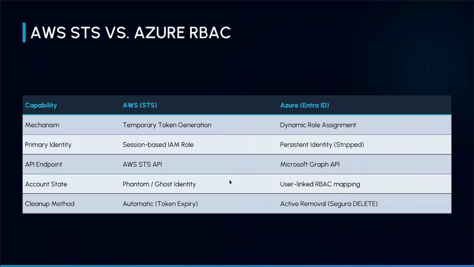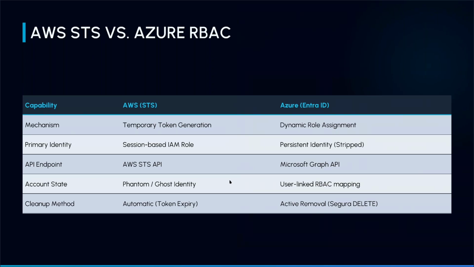So in a very short comparison of AWS and Azure, both of them can be achieved and managed through Segura, but the mechanism is a little bit different. So the AWS STS is a temporary token generation. So when you assume the role, you get a token generated and assigned to you temporarily. After the session ends, it will expire and you will have no access at all. And for Azure, we use dynamic role assignment.